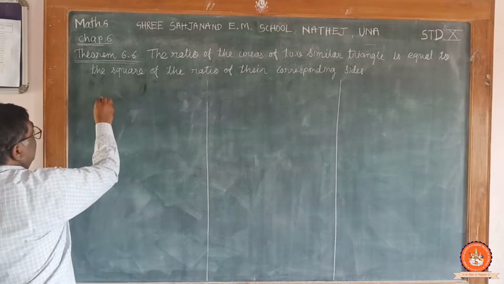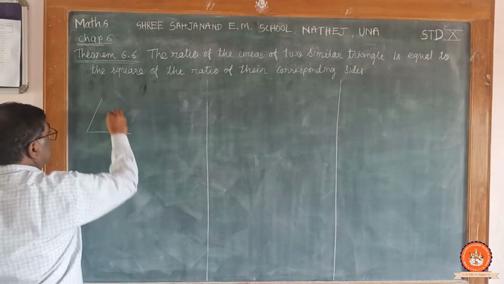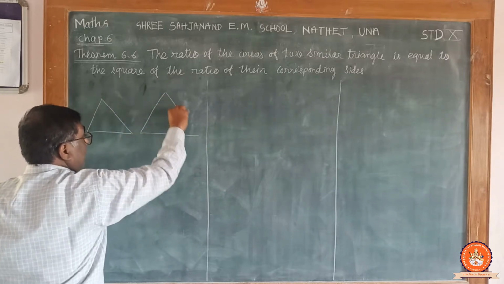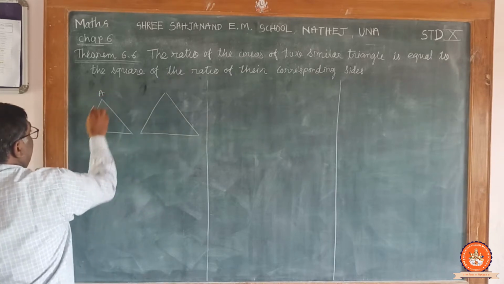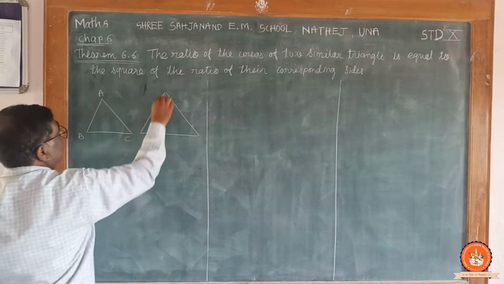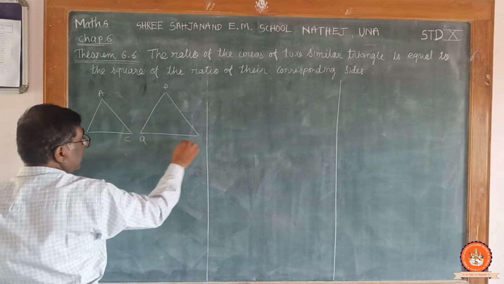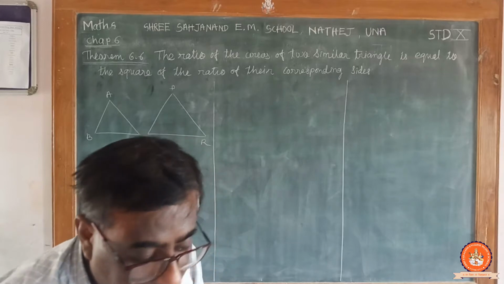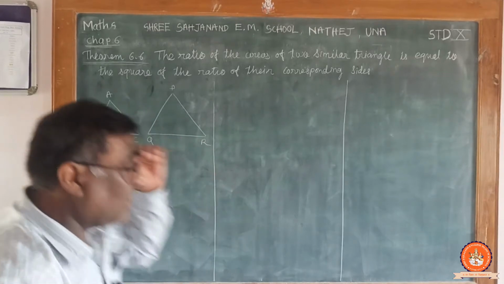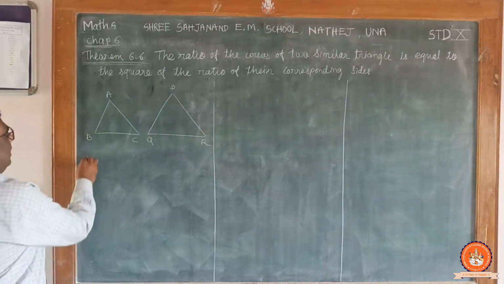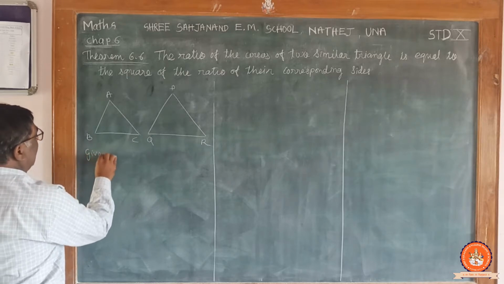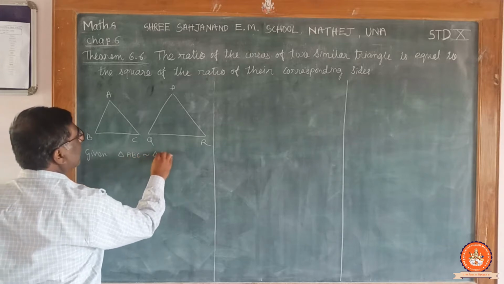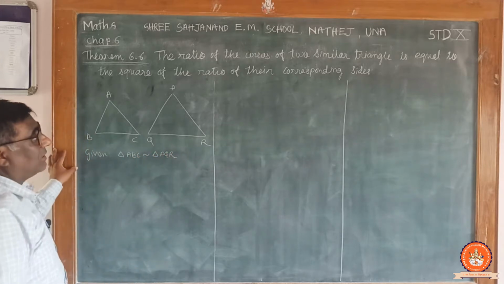Okay, so let two triangles be similar to each other. Let them be ABC and PQR. Given that triangle ABC is similar to triangle PQR. So two triangles are similar.